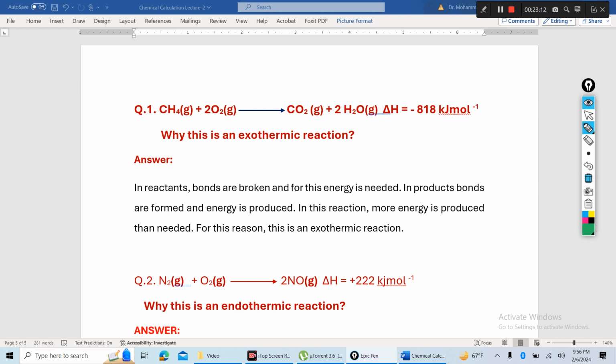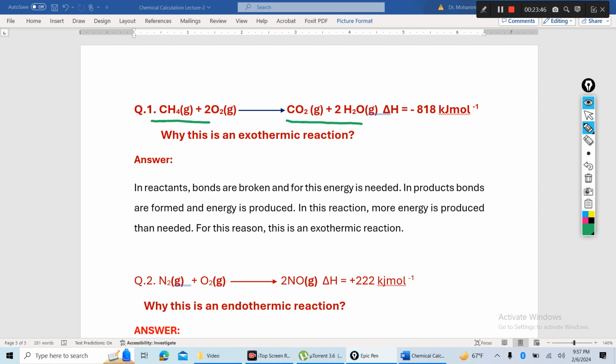So the question is asking why this reaction is an exothermic reaction, that is, why heat energy is produced. Exothermic reaction means heat energy is produced, and for this the delta H value will be negative. And you know, in a reaction the left hand side is called the reactant and the right hand side is called the product.